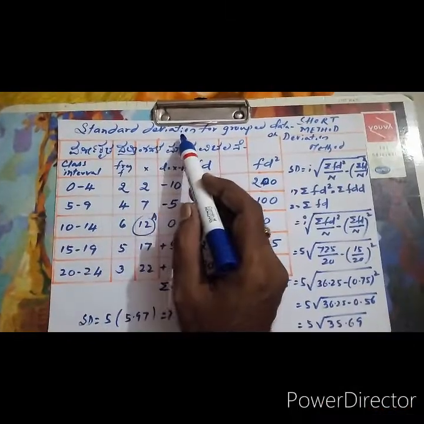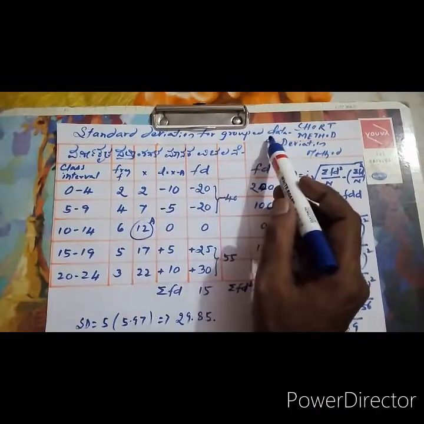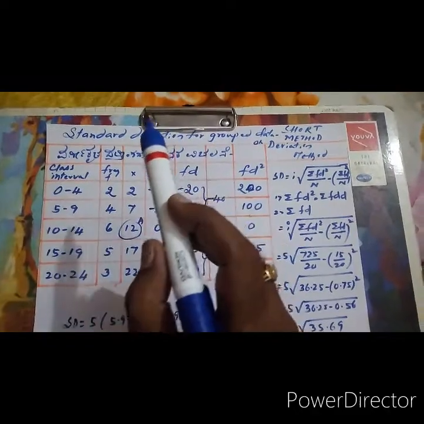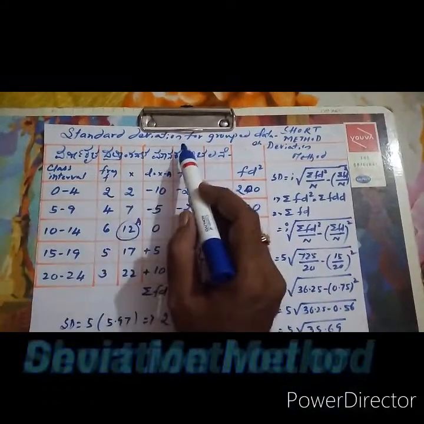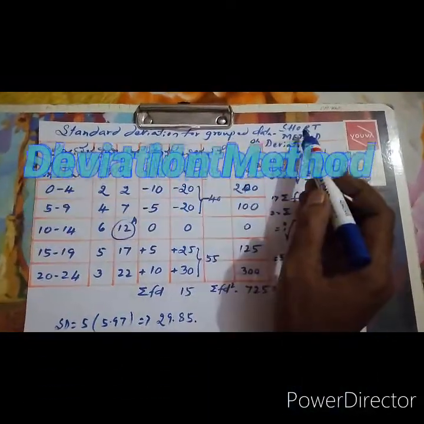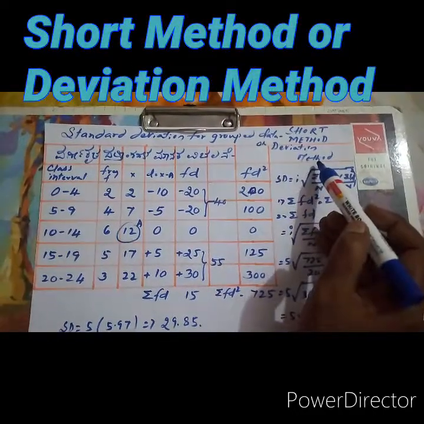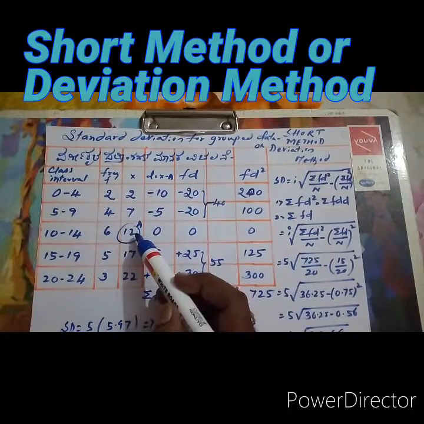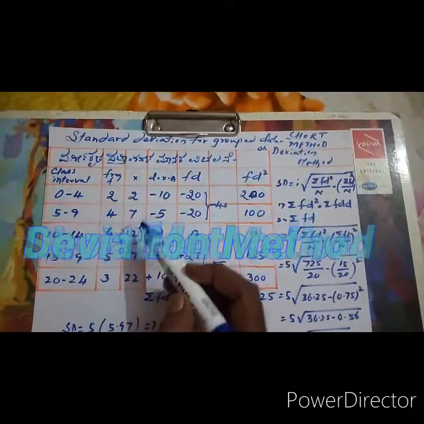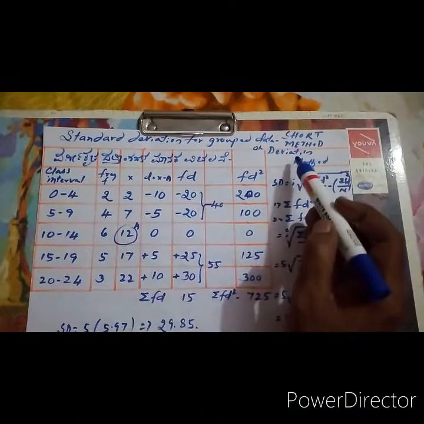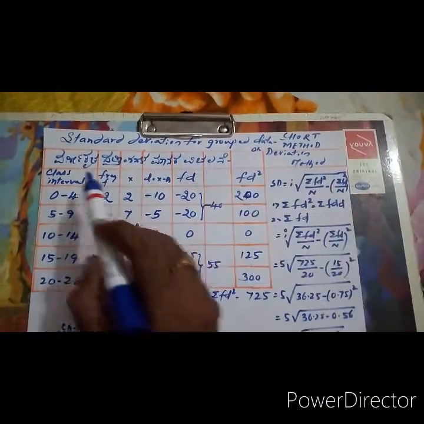Calculation of standard deviation for grouped data was by the long method, but in this part, standard deviation of grouped data is by the short method or deviation method. Deviation means we are deviating the x by an assumed value. That's what we call the deviation method.